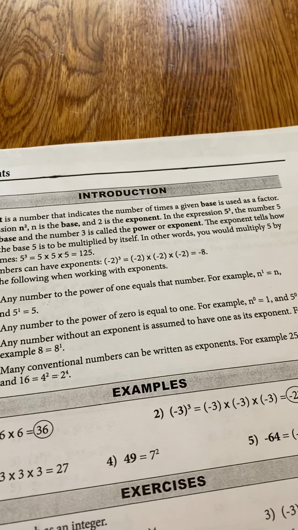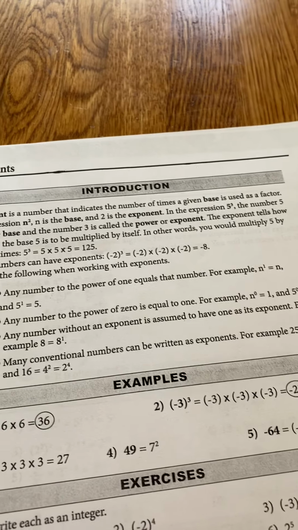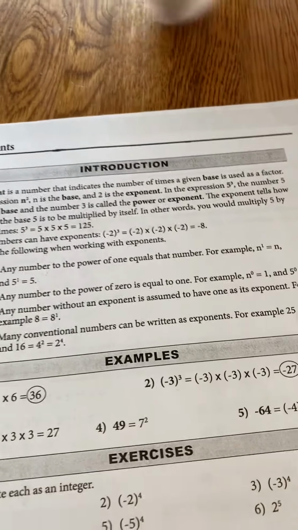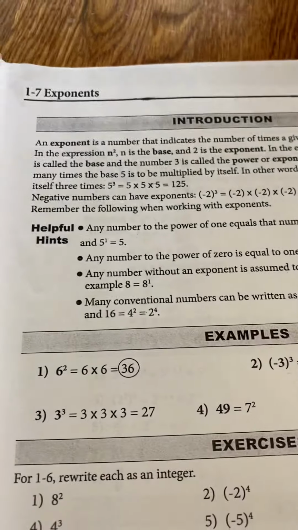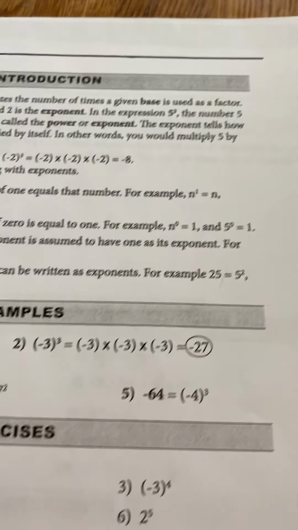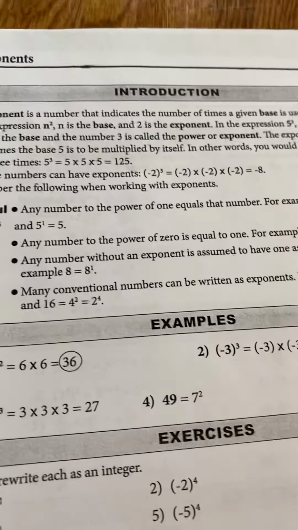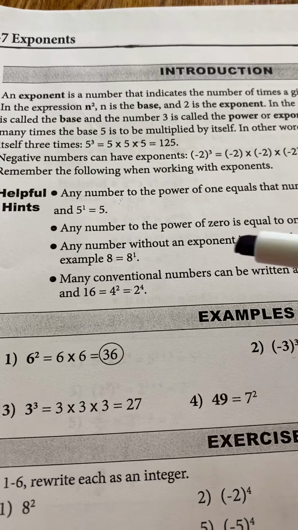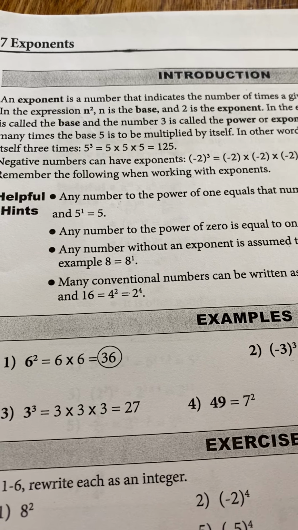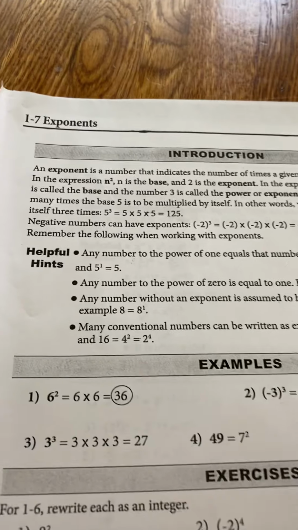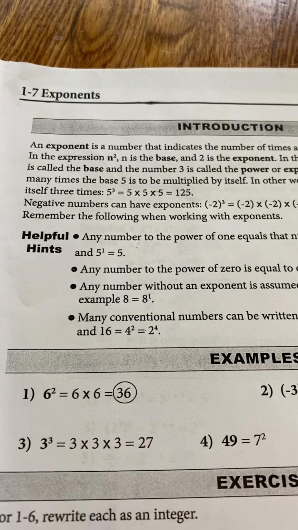Any number without an exponent is assumed to have 1 as its exponent. So for example, 8 equals 8 to the first power. Many conventional numbers can be written as exponents. For example, 25 equals 5 squared, or 5 to the second power, and 16 equals 4 squared, or 2 to the fourth. 16 can either equal 4 squared or 2 to the fourth power, however you would like to work it.